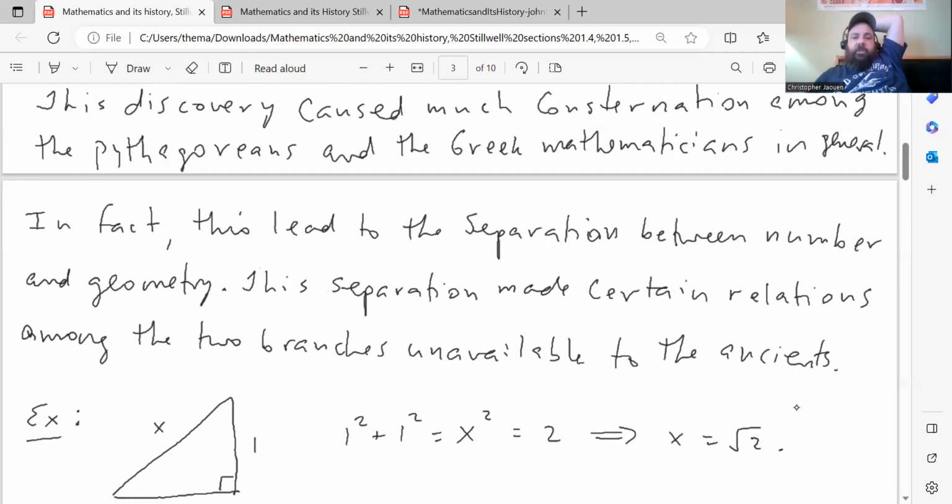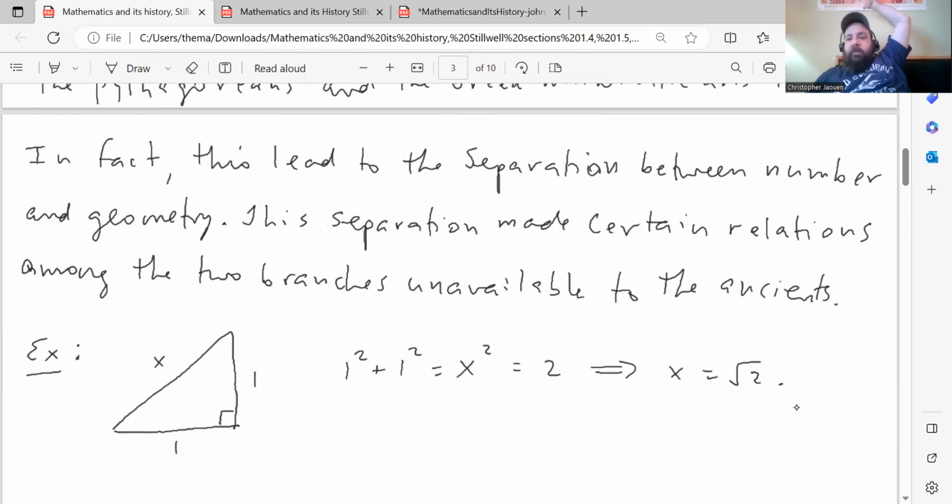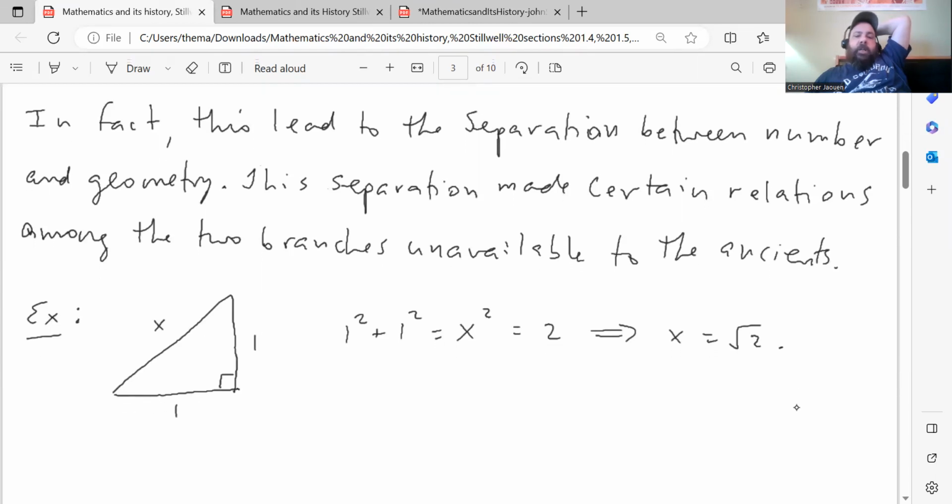This separation made certain relations among the two branches unavailable to the ancients, so they didn't have access to certain concepts that we have today, which held mathematics back for a long time.